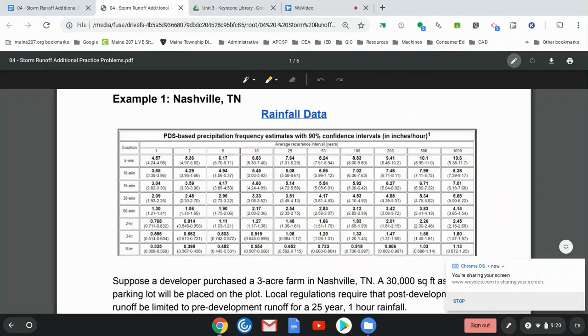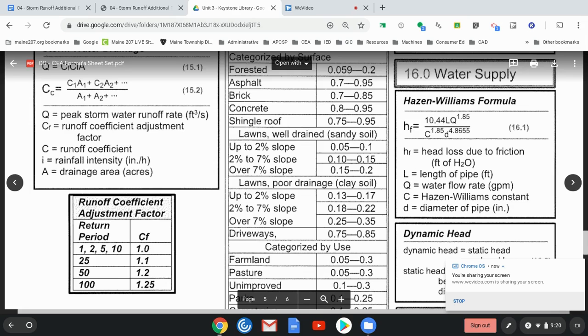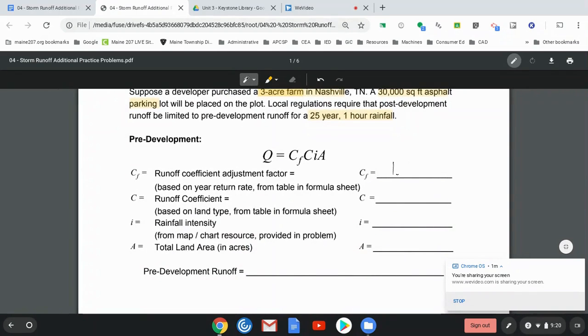All right, so if we look at our first problem here, it's in Nashville, Tennessee, and the idea is that you have a 3-acre farm. So it's 3 acres, that's the size, and then it's farmland. For proposed development, you have a 30,000 square foot asphalt parking lot. And then the design storm is a 25-year, 1 hour rainfall. Going to the formula sheets for 25-year, the adjustment factor is 1.1.